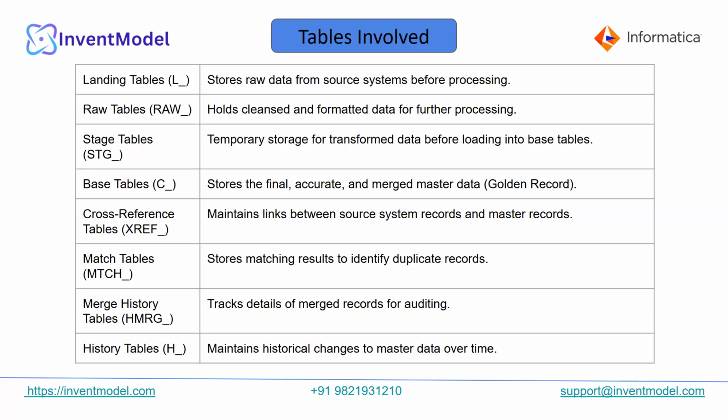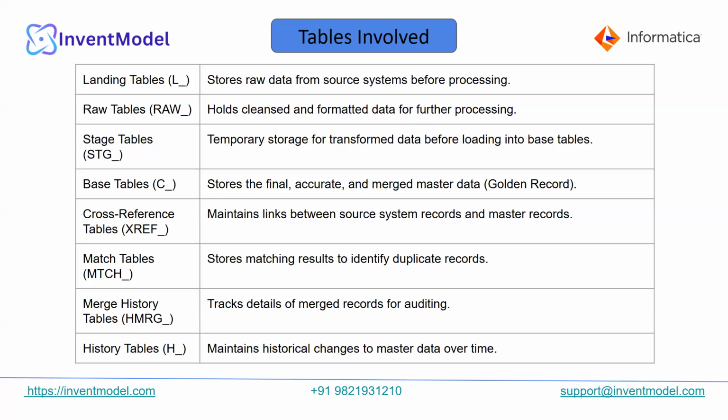Landing tables we denote with L, and they store the data from the source system in the landing area. The raw table holds clean and formatted data for further processing and stores the history of the stage. The stage table is temporary storage for transformed data before loading into the base object table. The base object table stores the final copy of the MDM consolidated record, which is also known as the golden record.